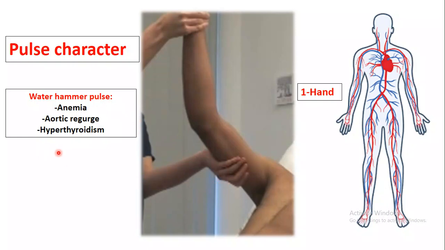What are the causes of water hammer pulse? A large hyperdynamic circulation, like in anemia, thyrotoxicosis, pregnancy, or a pathological cardiac problem like aortic regurgitation.